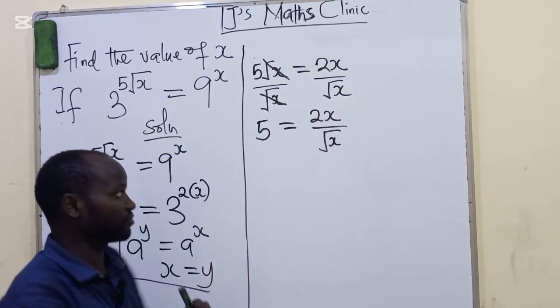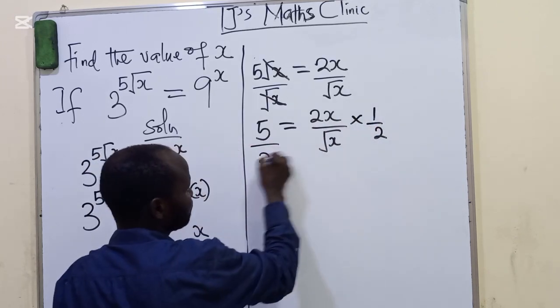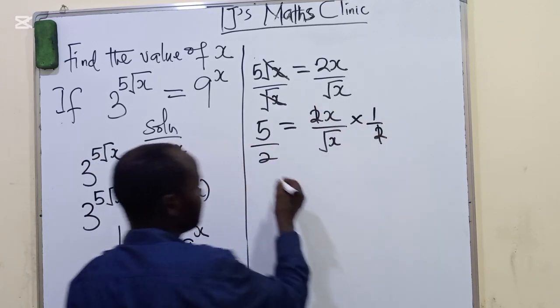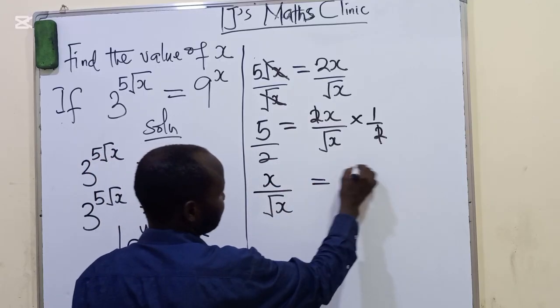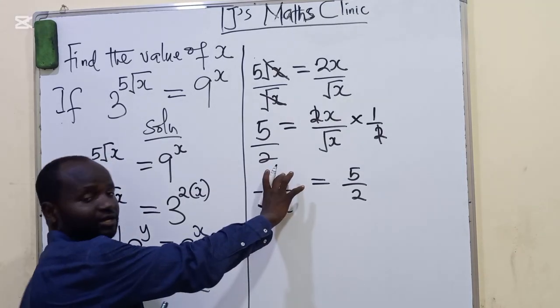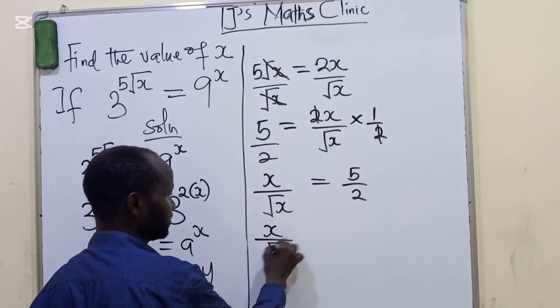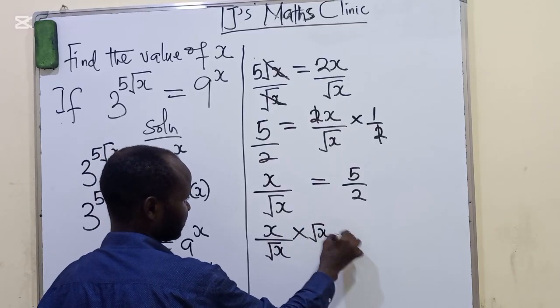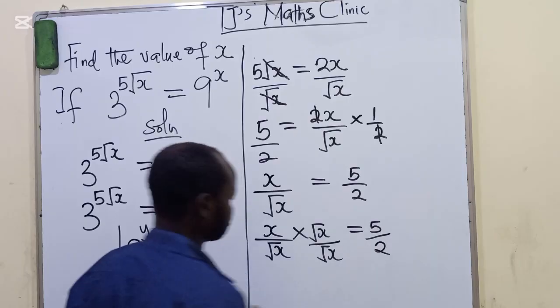We find the reciprocal of 2, which is half. Divide both sides by 2, such that these 2 will go. We're left with x divided by root x will be equal to 5 divided by 2. The next thing to do is to rationalize this. So this will be x divided by root x multiplied by root x divided by root x, equals 5 divided by 2.